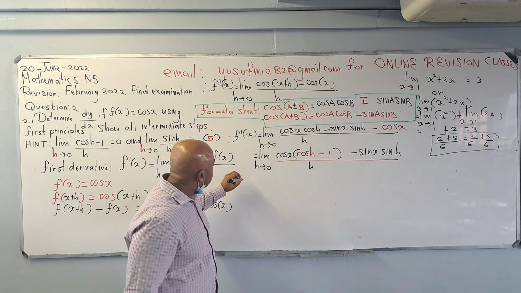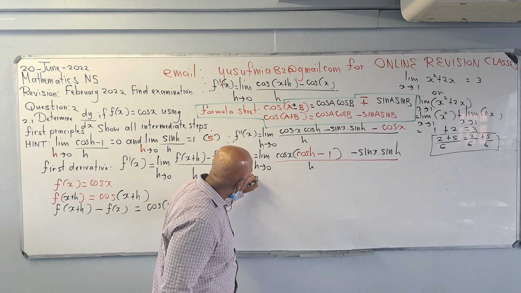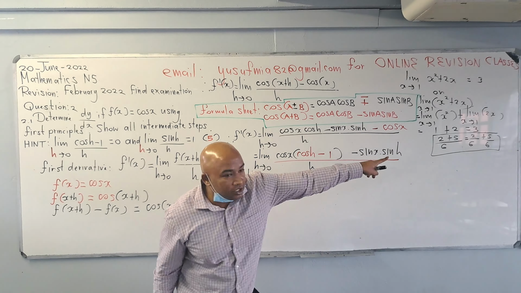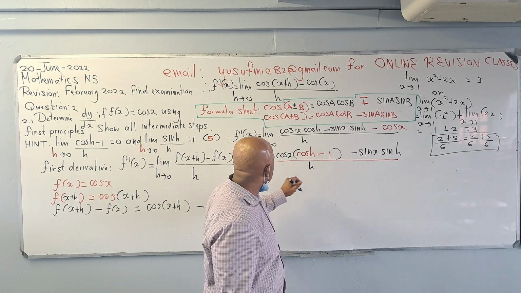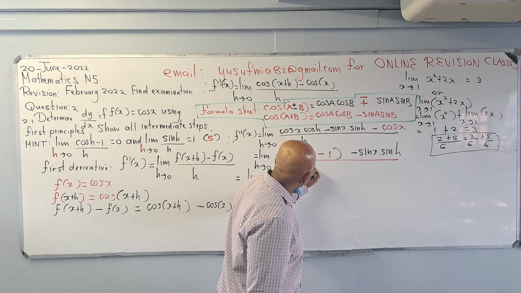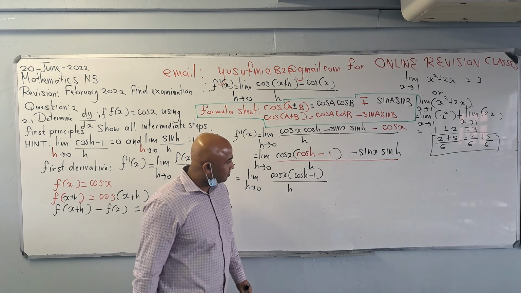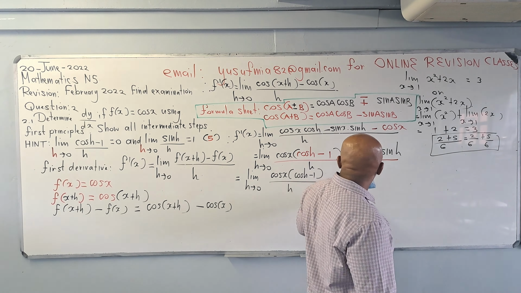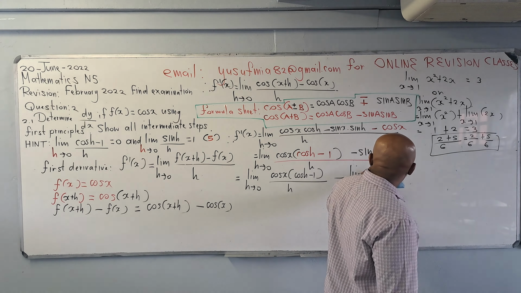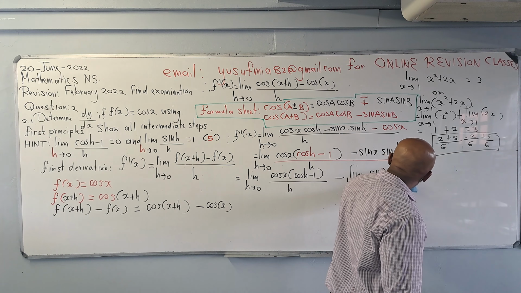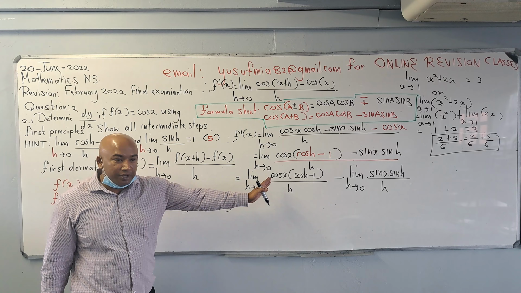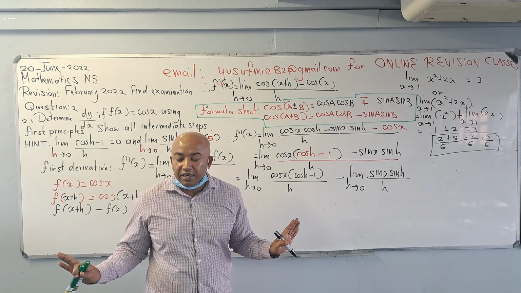So now this is equal to the limit as h approaches 0. Remember this, I can split it up into 2 fractions then. So I'm going to have cos of x times cos h minus 1 all over h, minus the limit as h approaches 0 of sine x times sine h all over h. You're clear what happened there? I have my common denominator of h. I'm not changing the question in any way.